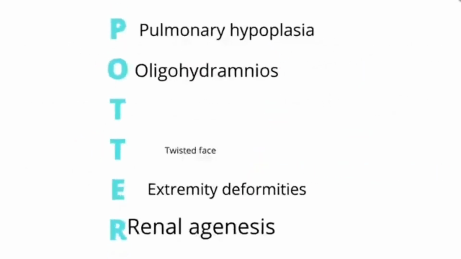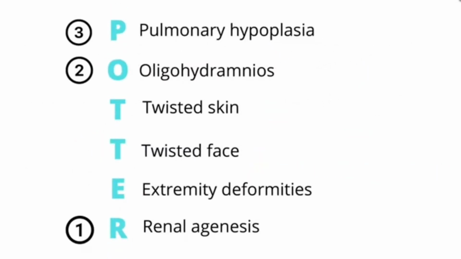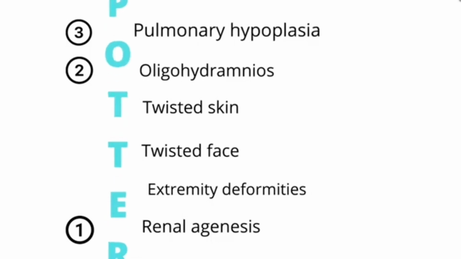Another high yield association is the connection between pulmonary hypoplasia and Potter sequence. So Potter sequence arises due to renal agenesis, which is labeled as number 1 right here, because it is the inciting or initial event. Recall that renal agenesis causes decreased urination, and so it is a cause of oligohydramnios, which is labeled as number 2. This then leads to pulmonary hypoplasia, as we discussed before. The other features of Potter sequence include twisted face, twisted skin, and extremity deformities. So these features are seen because amniotic fluid acts as a kind of cushion for the baby from injury or trauma. So when there's too little of this, the protective effects of amniotic fluid are taken away or very limited.